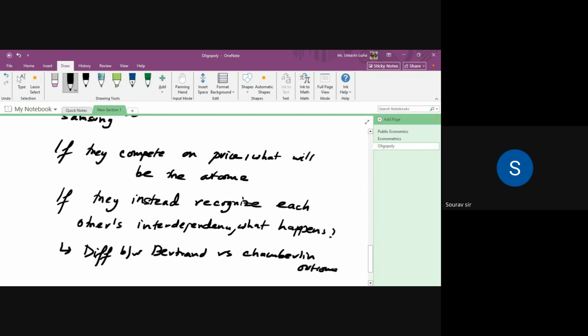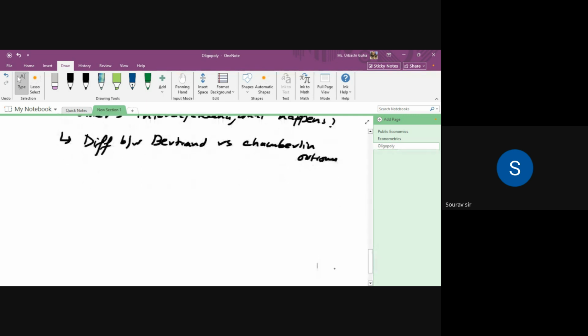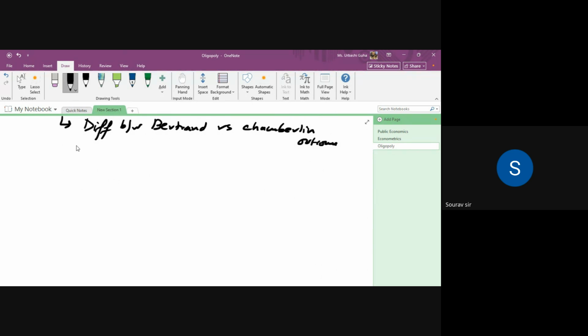This is the scenario to understand. You have already done Cournot and Stackelberg. There are certain models which are Bertrand, Edgeworth, Chamberlain, and kinked demand curve, price leadership model, collusive oligopoly. So let's start with the Bertrand duopoly model.